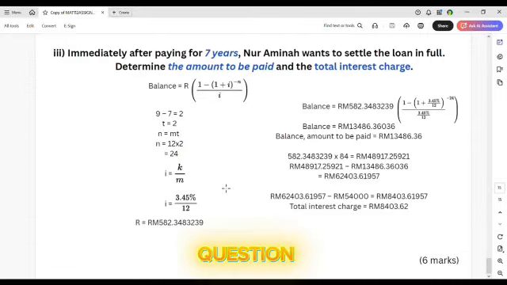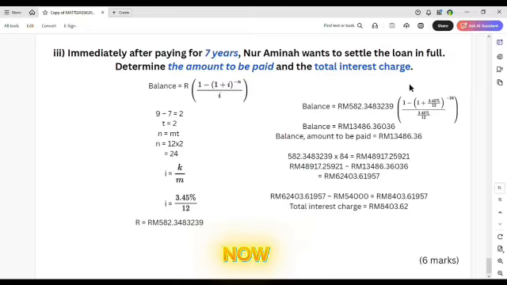For the final question, immediately after paying for 7 years, Amina wants to settle the loan in full. This is the formula that we want to use. We know that there are total 9 years, but she's already paid for the first 7, so there are remaining 2 years. So T equals 2. Now our N is different now since our T is different, and so it's 12 times 2, which is 24. Our I is the same, and our R is the same as previous questions. We put these values into the formula, and we get the balance amount to be paid, which is RM 13,486 and 36 cents.